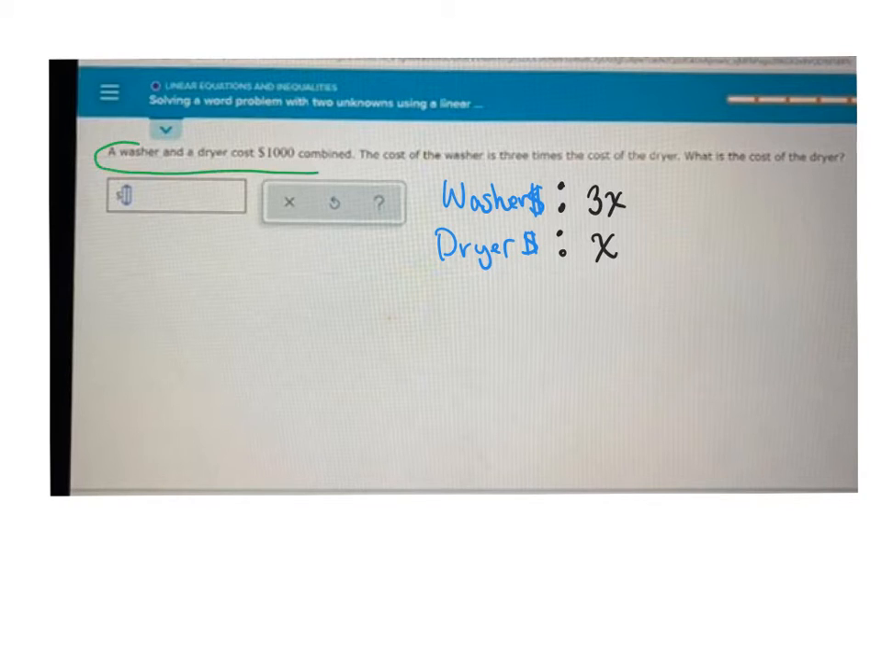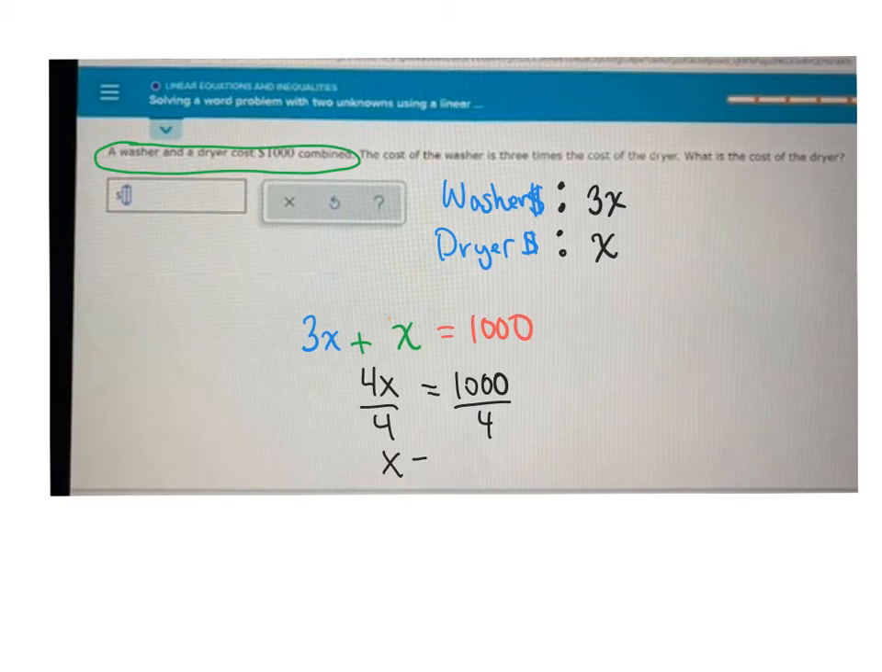Then we'll use this thing that says these two things together cost me $1,000. So I know the washer, which is 3x, plus the dryer, which is 1x, has to equal $1,000. And then I can just solve this. So 3x plus 1x is 4x, equals $1,000. And then I'll divide both sides by 4. So x is going to equal 250.